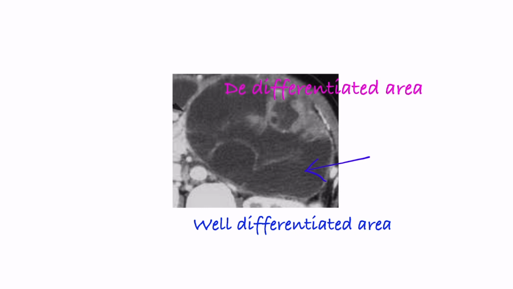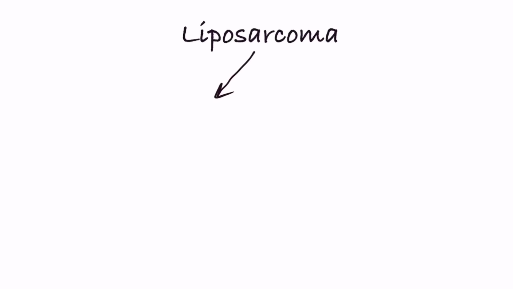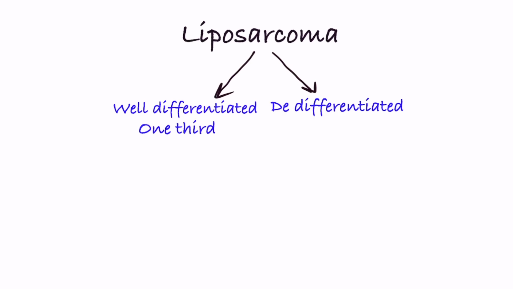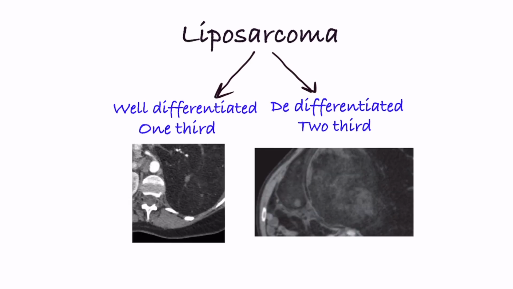However, if some area gets dedifferentiated, they develop change in texture and become more solid in that area, appearing lighter than the rest of the tumor. 1/3 of liposarcomas are homogeneous, well-differentiated tumors. Approximately 2/3 are more aggressive heterogeneous tumors containing dedifferentiated components.